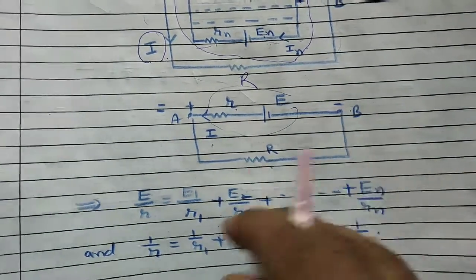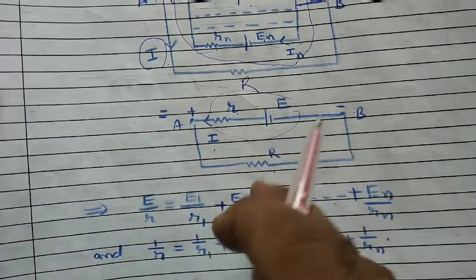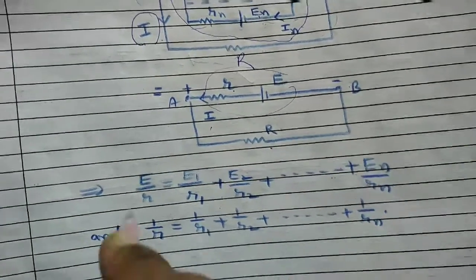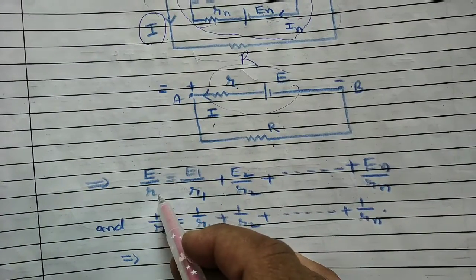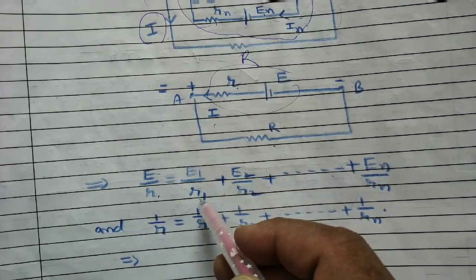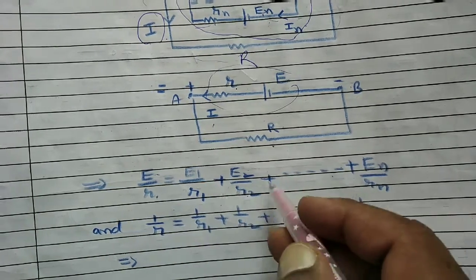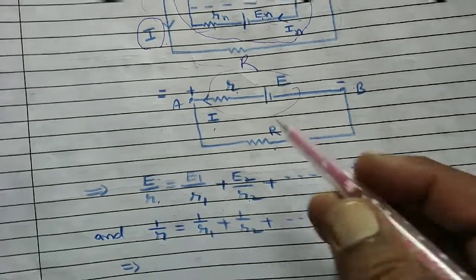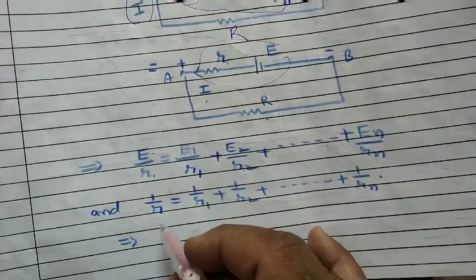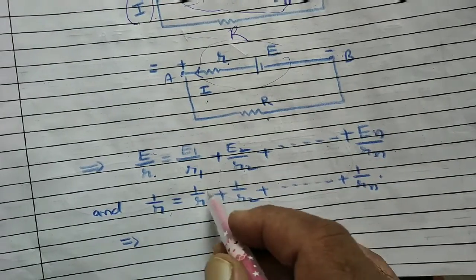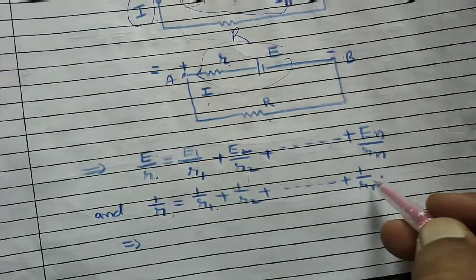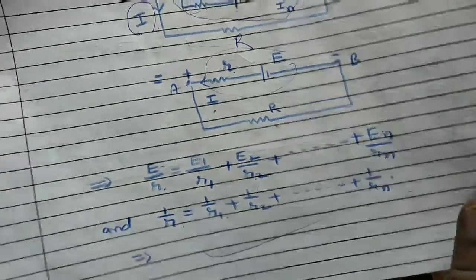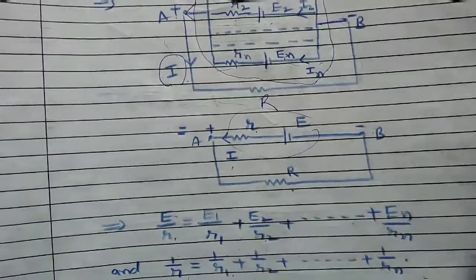Now, we already got equations. Those equations we have to extend for n cells. What we got? E by R is equal to E1 by R1 plus E2 by R2. Now we are extending till En by Rn because n cells are present. Similarly, 1 by R is equal to 1 by R1 plus 1 by R2. Now we are extending up to 1 by Rn. So these are the equations if there are n cells.